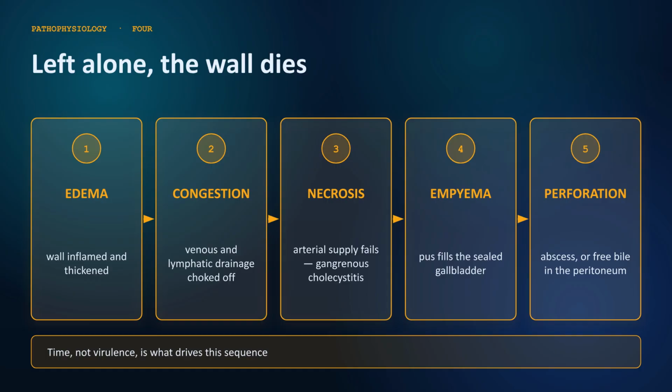Left alone, this follows a predictable path. First, the wall becomes edematous and inflamed. Then venous and lymphatic drainage is choked off and the wall becomes congested. Then arterial supply fails and the wall becomes necrotic. That is gangrenous cholecystitis.